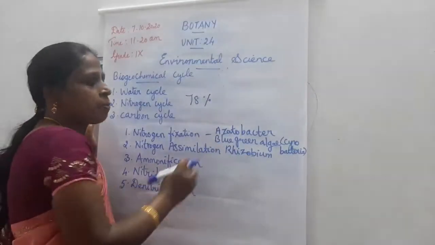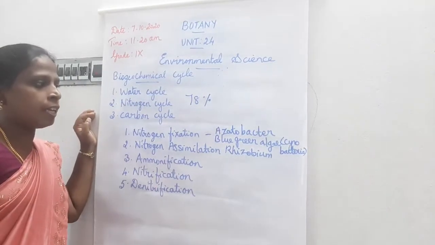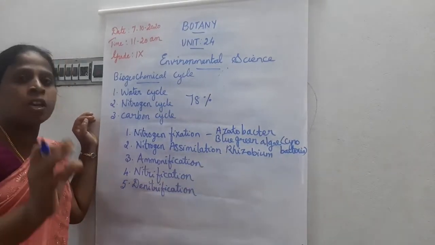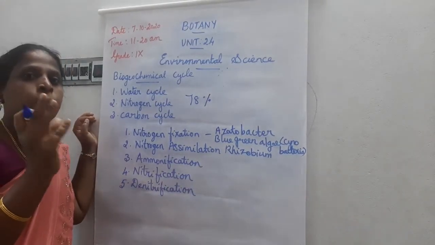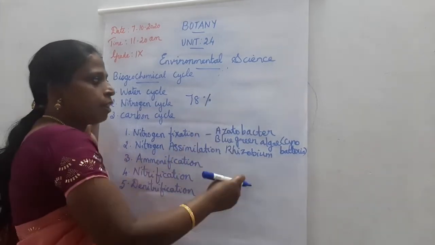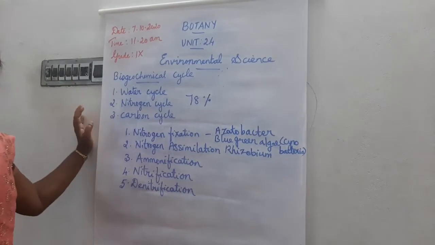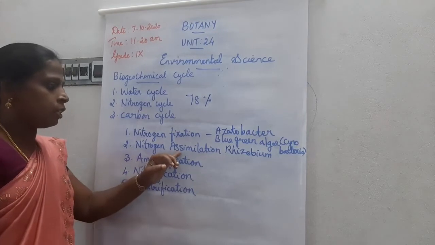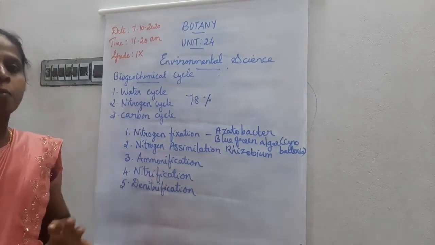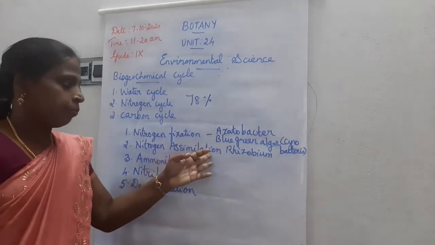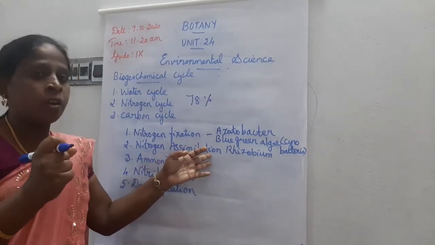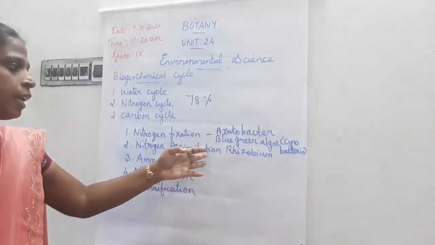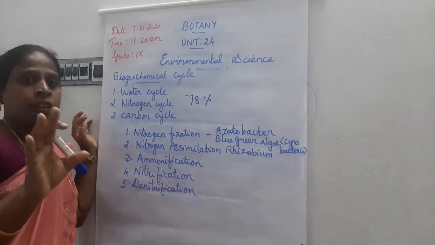The leguminous plants such as pea, beans, etc., contain the nitrogen fixing bacteria, Rhizobium. It colonizes the root and forms the root nodules. These bacteria can fix the atmospheric nitrogen to the soil. Next one is nitrogen assimilation. What does nitrogen assimilation mean? The plant absorbs the nitrate ions, and they are converted into proteins and nucleic acids inside the plant body.